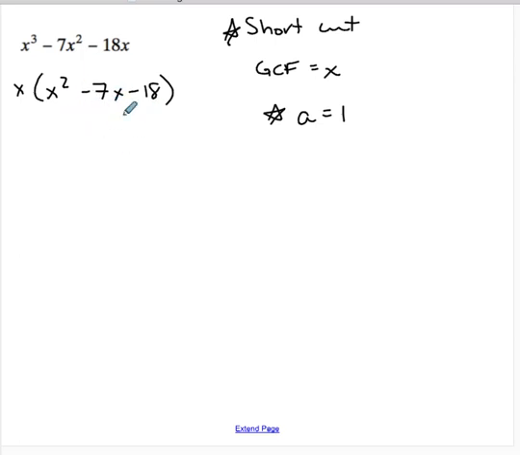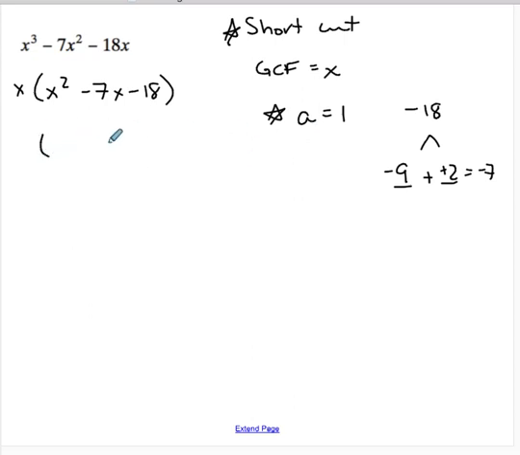And I would hope that you will avoid grouping when a is 1 if you can, because it will save a lot of time. So here I'm literally just looking at this negative 18, because 1 times negative 18, the negative 18 stays the same, and then I'm just looking for the two factors that sum up to the negative 7, so it's negative 9 and positive 2 that would give me the negative 7.